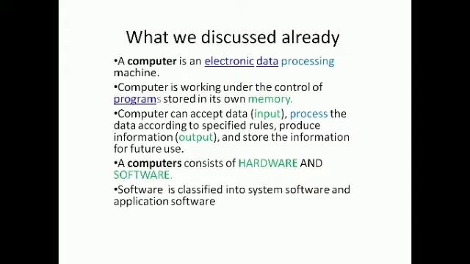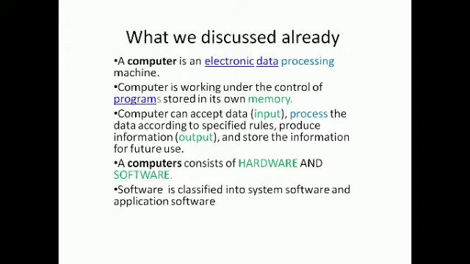So we already discussed what is a computer, what is a program, what is input, what is output, what is hardware and what is software in our previous classes. Just a recollection of what we learned already. A computer is an electronic data processing machine. A computer works under the control of programs stored in its own memory. A computer can accept data, process the data according to specified rules, produce information and store the information for future use.